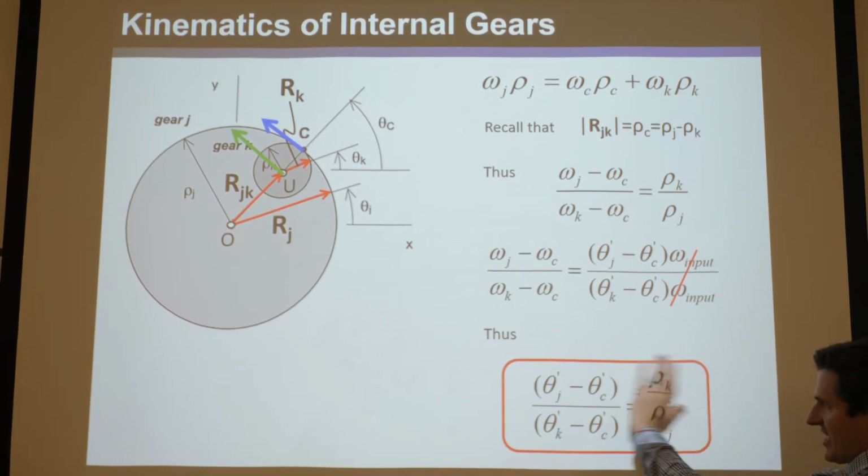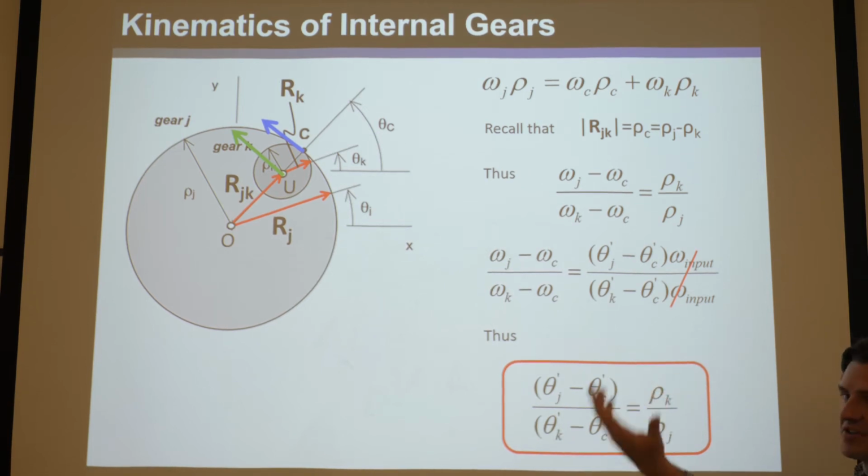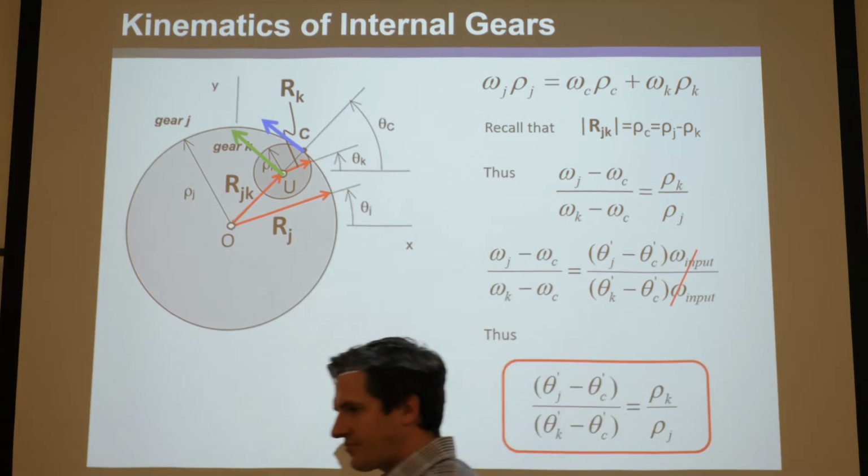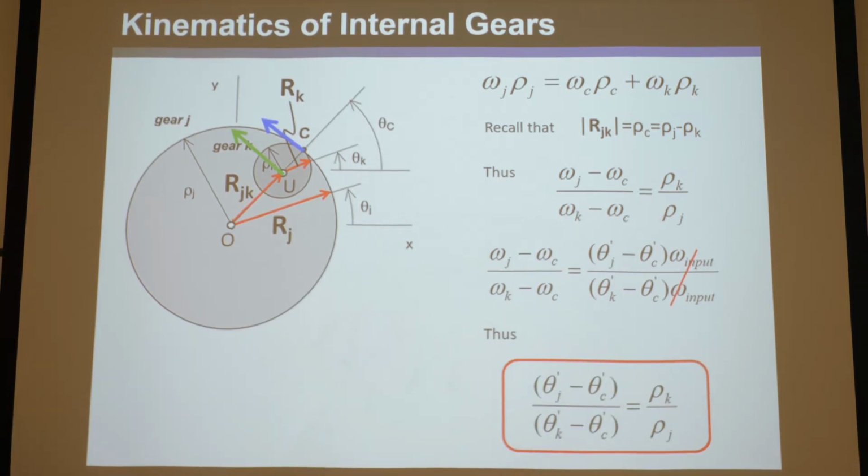So basically, if I just take this equation and put a negative there, it's for external gears. If I make this positive, it's for internal gears. So it makes it easy to memorize for both. All you need to remember is internal gears, it's positive. Okay, so we've done it for the two different kinds of gears.